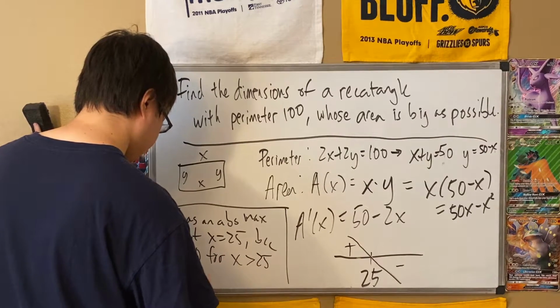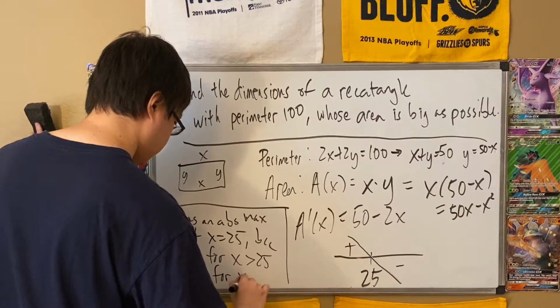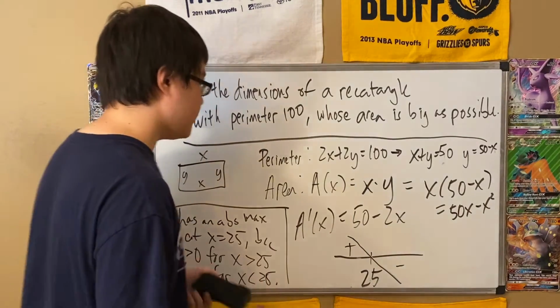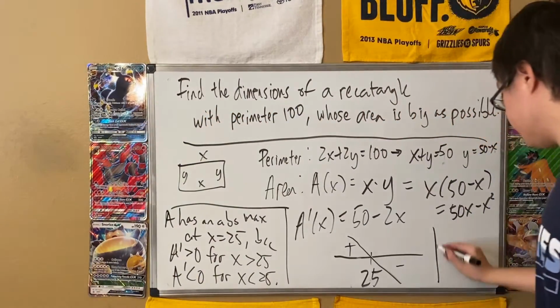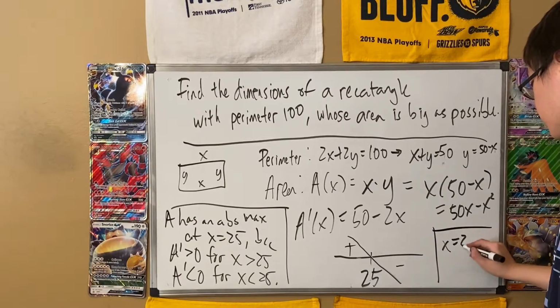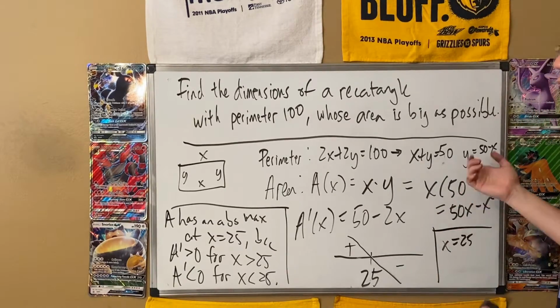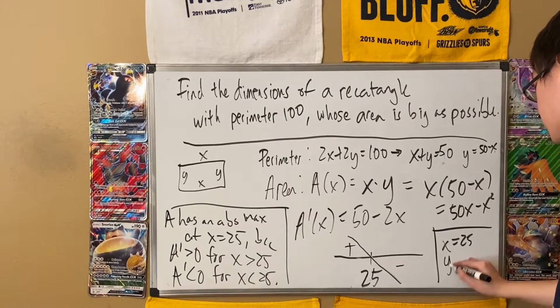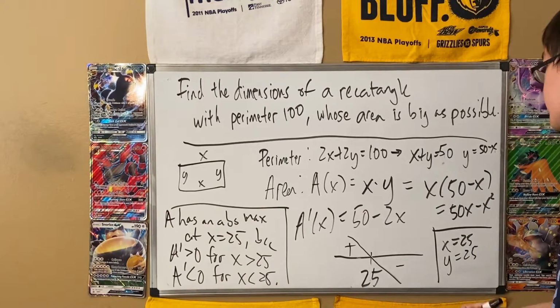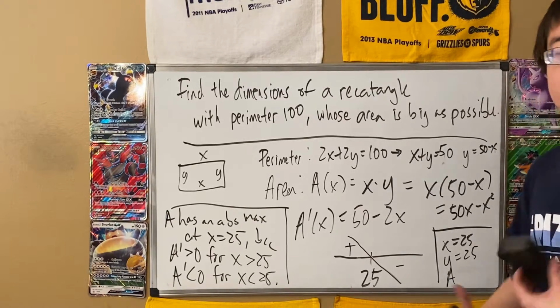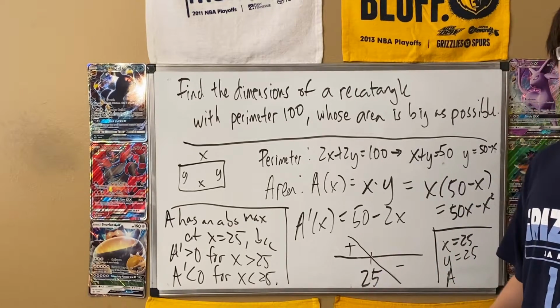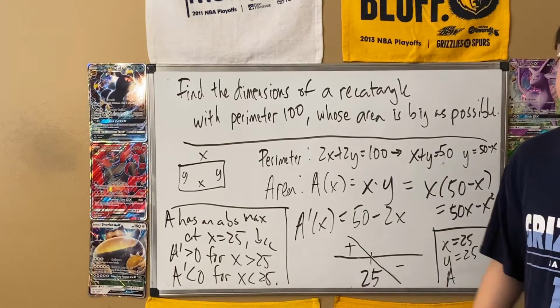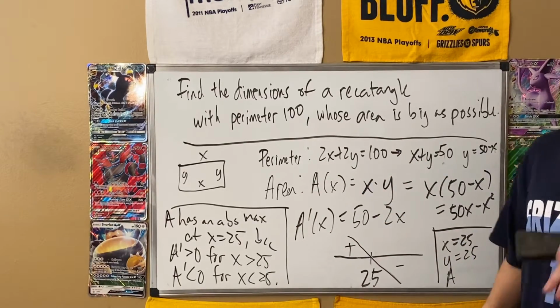And A prime is negative for x smaller than 25. Finally, we do want to answer the question. So if x is equal to 25, what is y? Well, y is equal to 50 minus x, so y is 25 itself. And then what's the area? Well, the area is going to be 25 times 25. That's 5 to the 4th. So that's going to be 625.